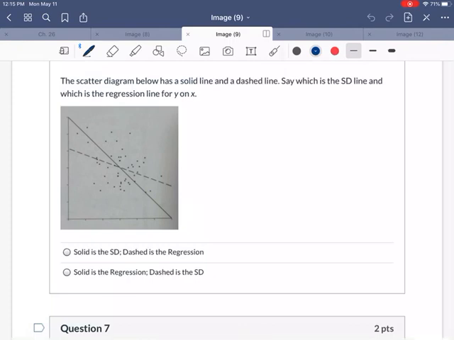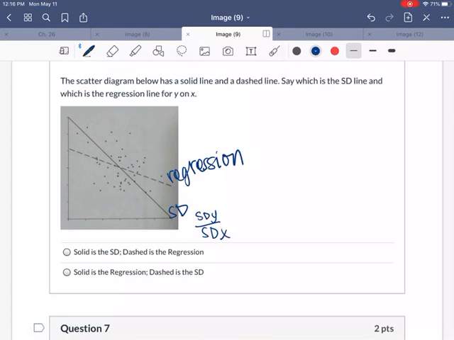Number 6, the scatter diagram below has a solid line and a dashed line. Okay, so it's on this quiz. We covered this problem in the notes, and then we also covered it on the exam, and yet some people still missed it on the exam, even though it was open book. That's fine. Say which is the SD line and which is the regression line. Okay, the SD line is always steeper than the regression line. So the SD line is the solid one. The regression line is the dashed line.